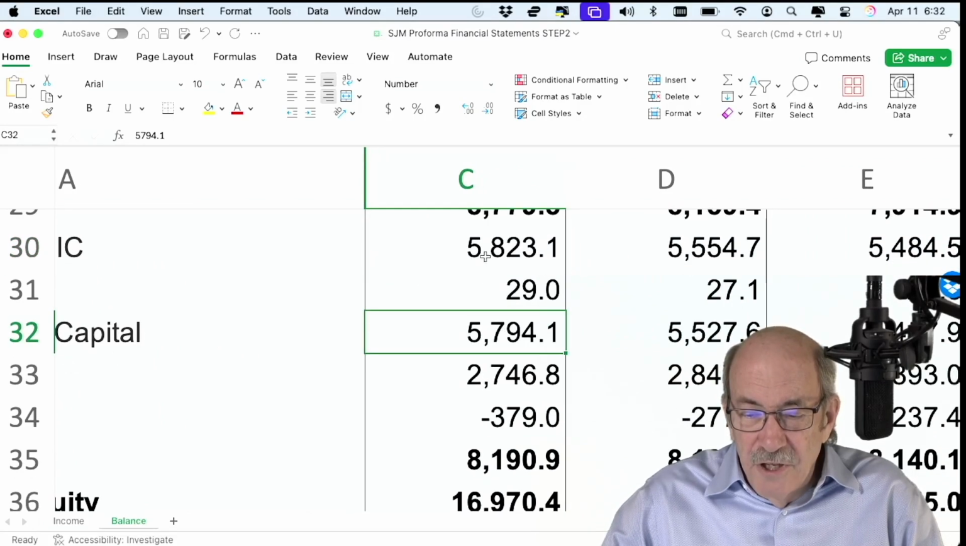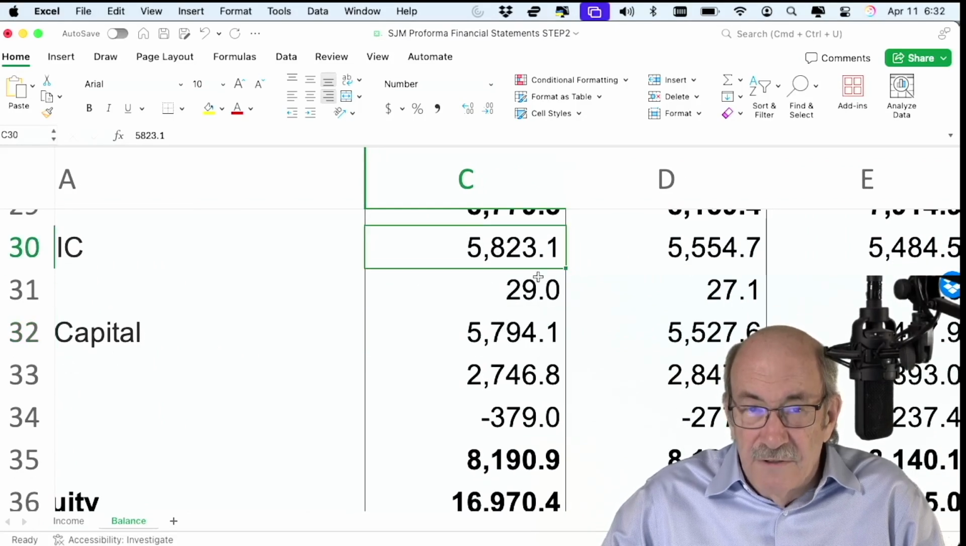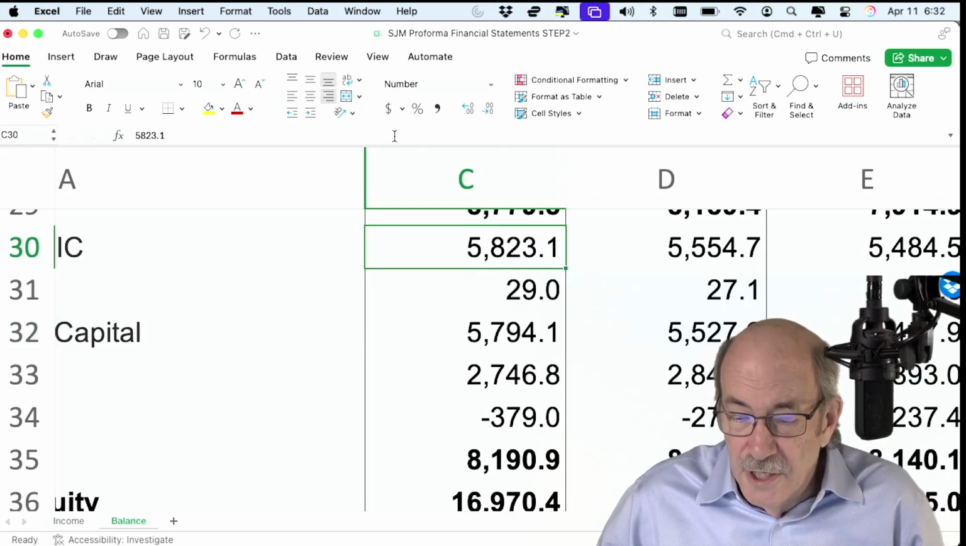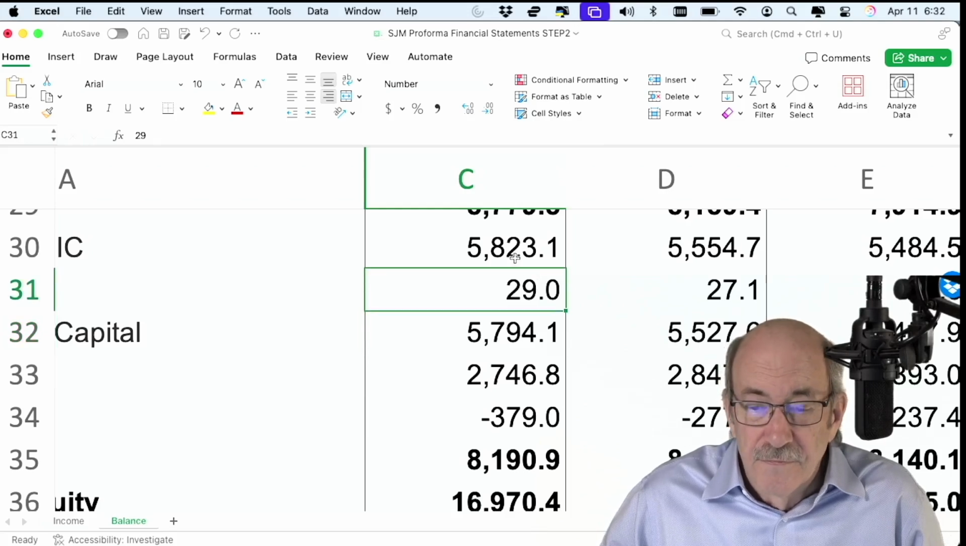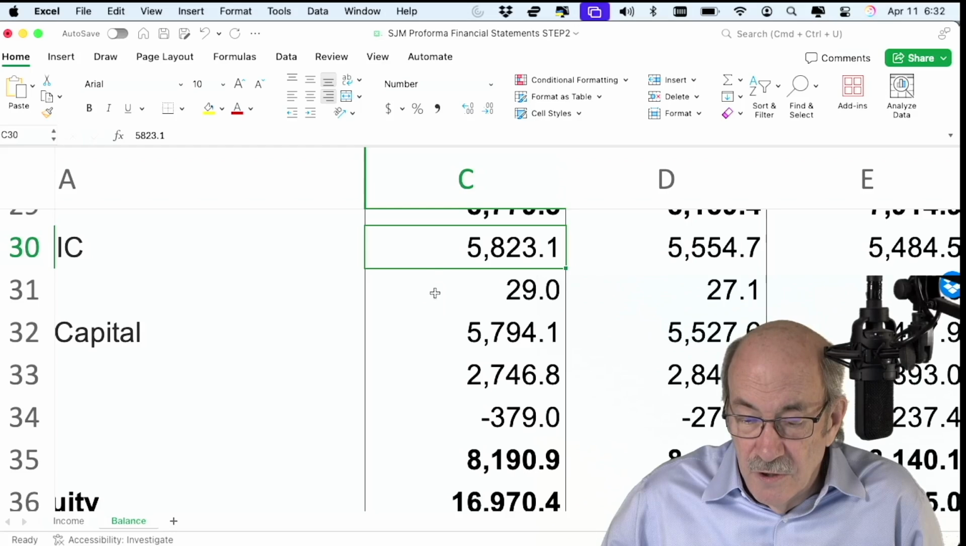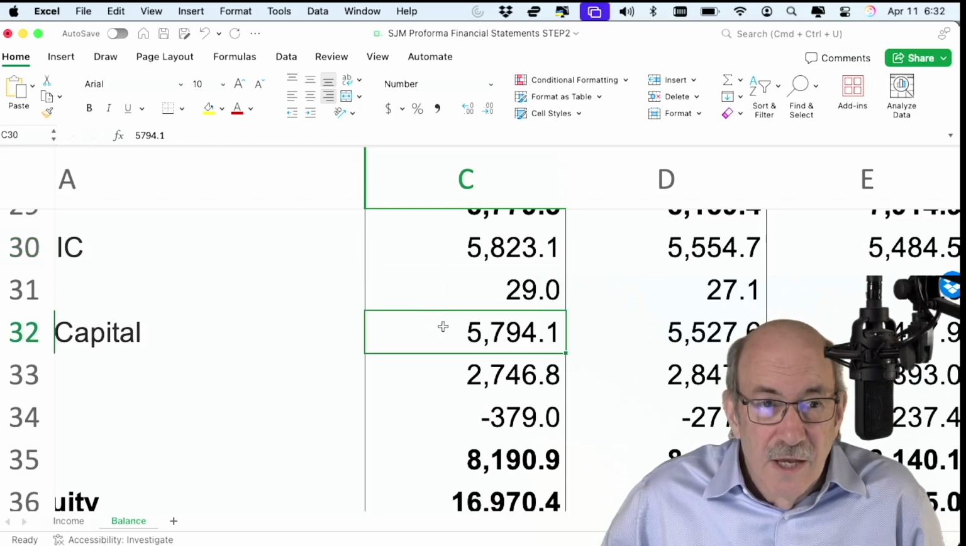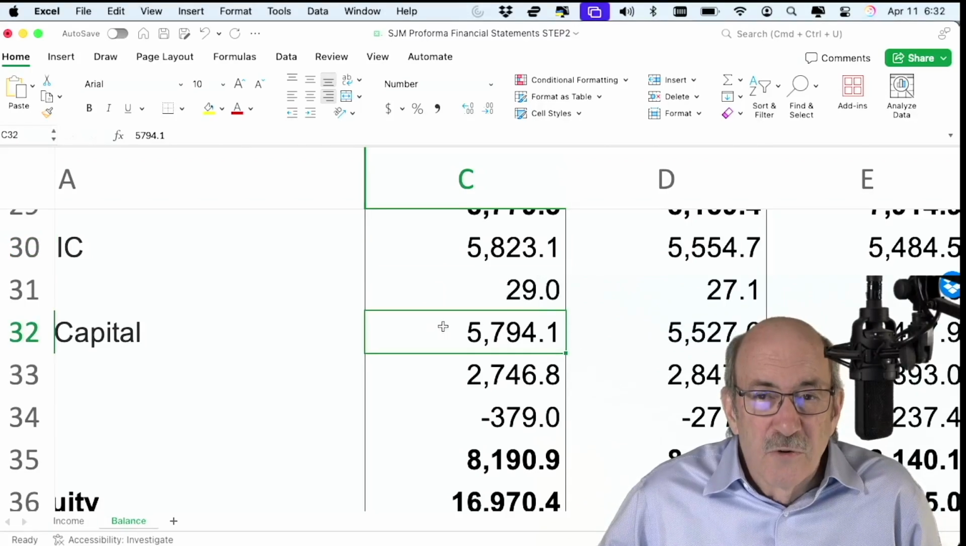Okay. Yeah. So this value, this 5823.1, is the sum of 5794.1 plus 29. Okay. So it's just a subtotal of those two. Okay. Sure. Other questions or comments?